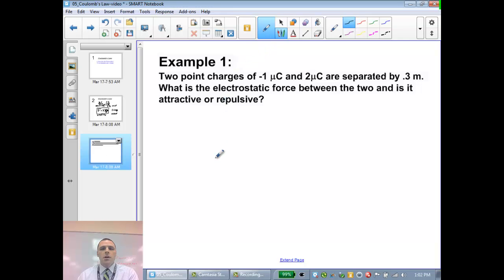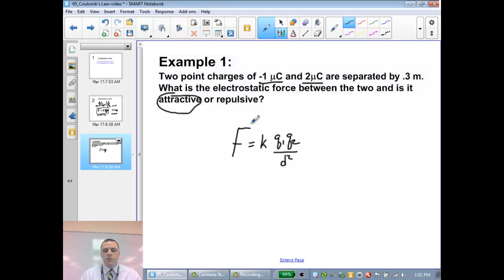So if you read along the example with me, it says two point charges, one of negative 1 microcoulomb and the other of 2 microcoulombs, are separated by 0.3 meters. What is the electrostatic force between the two? And is it attractive or repulsive? Well, first thing, we can actually answer the second part of that question, because these are opposites, so they are attracting one another. And I'm going to write the equation, k Q1 Q2 over d squared.